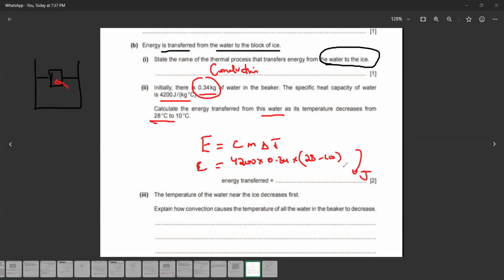It goes from 10 degrees to 100 degrees. So then 100 minus 10, always greater minus smaller.